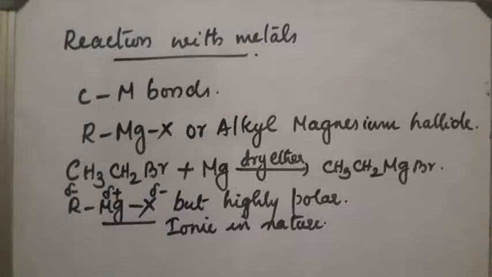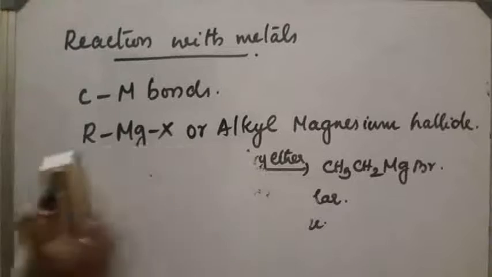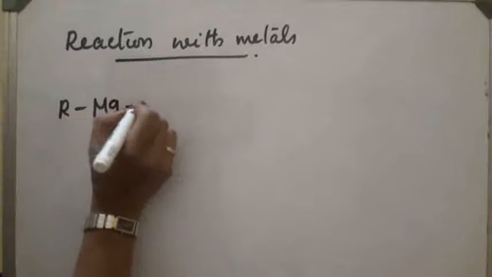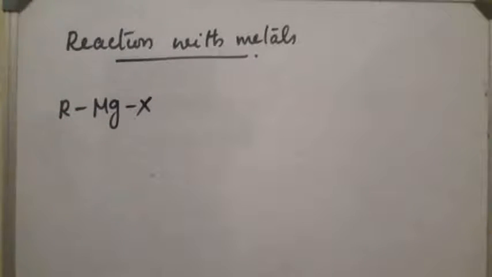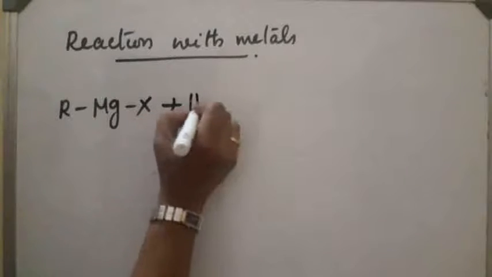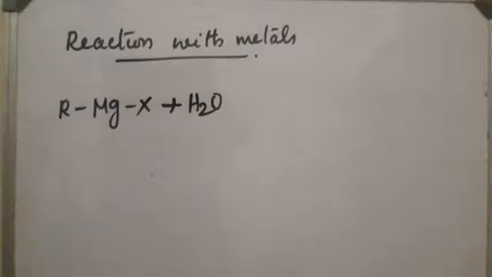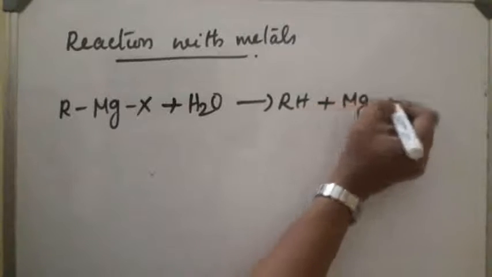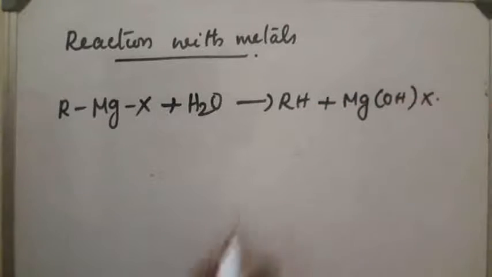As a result, RMgX is a highly reactive compound. It reacts with any source of proton and gives hydrocarbons. For example, RMgX plus H2O: the H2O can donate one proton, so the product obtained will be RH plus Mg(OH)X.